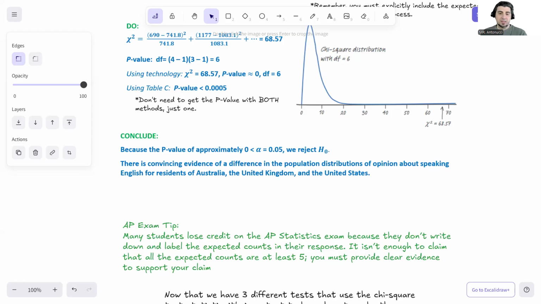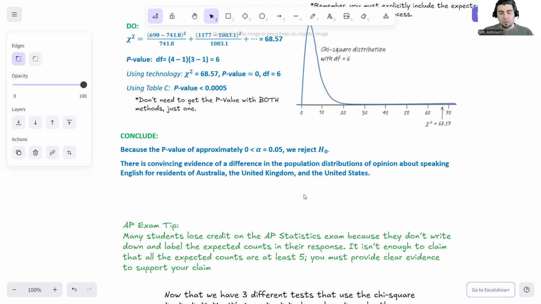Now, an AP exam tip: many students lose credit on the AP Stats exam because they don't write down and label the expected counts in their response. Remember, it isn't enough to just claim that all expected counts are at least 5. You have to provide clear evidence with all the expected counts to support that claim.